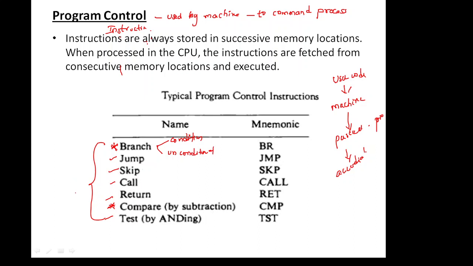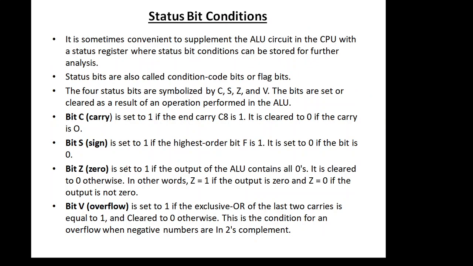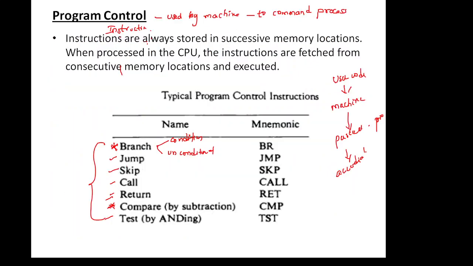And subroutines, like the subroutine call and return instructions, halting instructions, and interrupt instructions. All these are very important instructions in order to command the processor to do any sort of work. When we talk about program control instructions, the most important are the compare instructions.